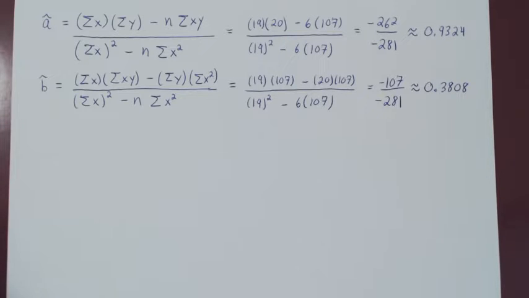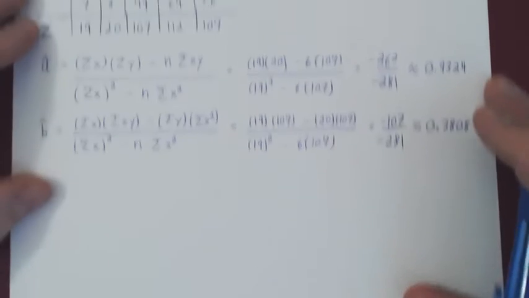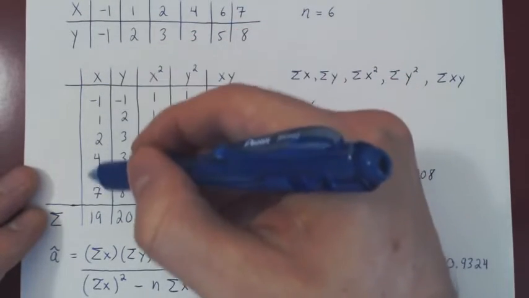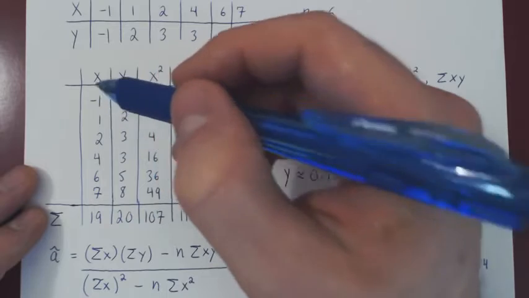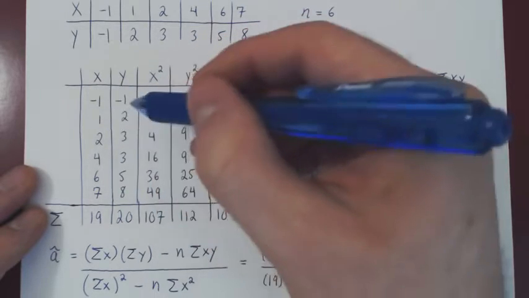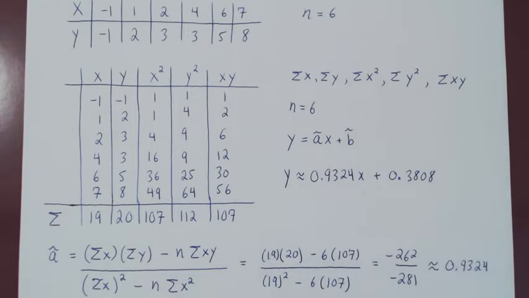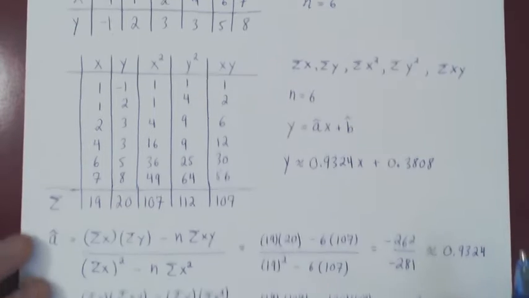Now to compute r, we must compute first two additional quantities. The standard deviation for the sample of x values. So we would only take the x values. We have a sample of 6 values. Find the sample standard deviation of those values. Do the same thing for y. And then we can solve for the coefficient of correlation.